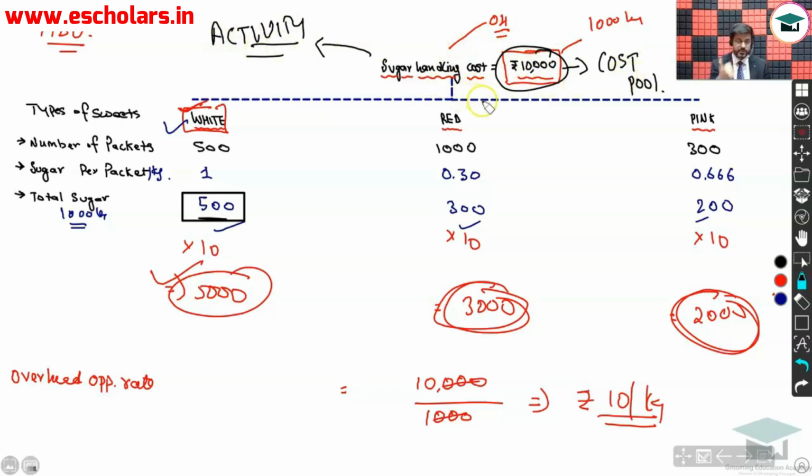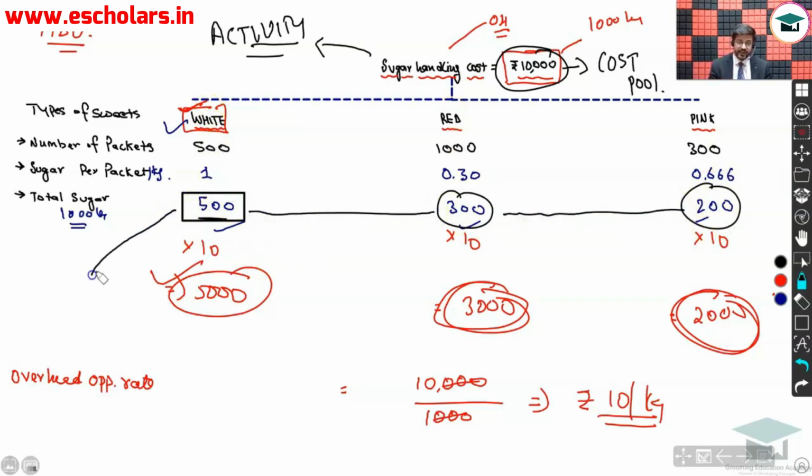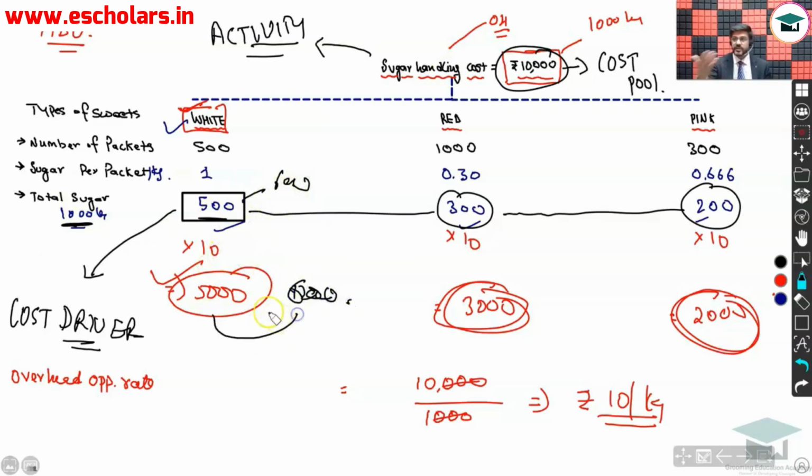Now answer this question. This sugar handling cost depends on what? Sir, it depends on how much weight of sugar we are carrying for each individual product. So these 200, 300 and this 500 are known as cost drivers. Sir, why are they known as cost drivers? Because this weight is driving the cost of sugar handling. Just imagine if it's not 1000, but let's say 600 here, 600 into 10 will become 6000. See, the cost changed. So that means your sugar handling cost depends on what?